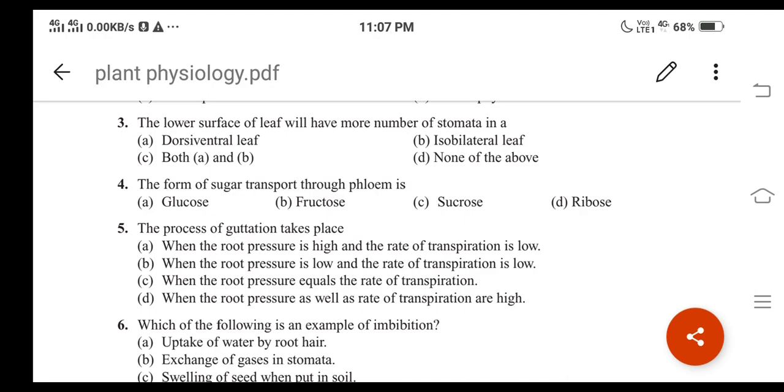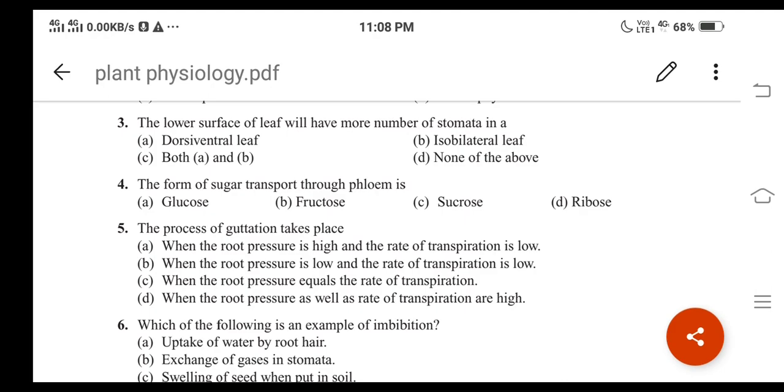Okay, then question number 4, the form of sugar transport through phloem is glucose, fructose, sucrose, then ribose. And here for question number 4, option C is the correct answer. The food will move in the form of sucrose, and it is a disaccharide, right? Option C is the correct answer, right?